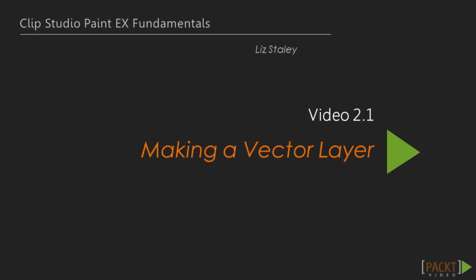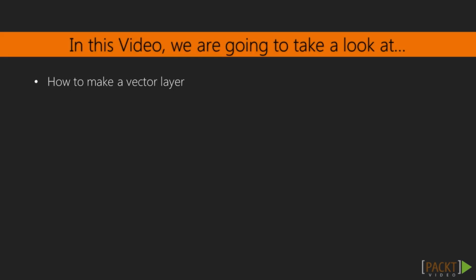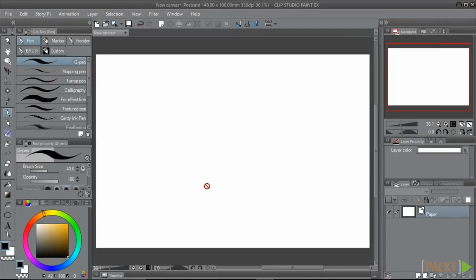In this video, we're going to start with the very basics of working in vectors. To use vectors in Clip Studio Paint, you'll have to make a vector layer. Let's get started. Let's start with an open canvas in Clip Studio. DPI and dimensions don't really matter for this lesson, so just use something you're comfortable with.